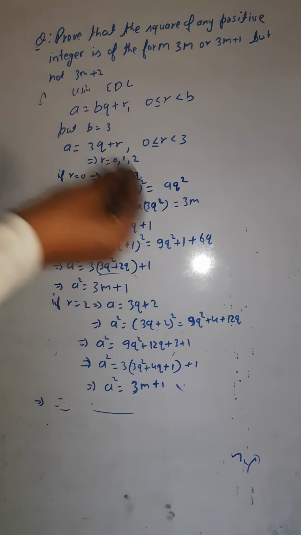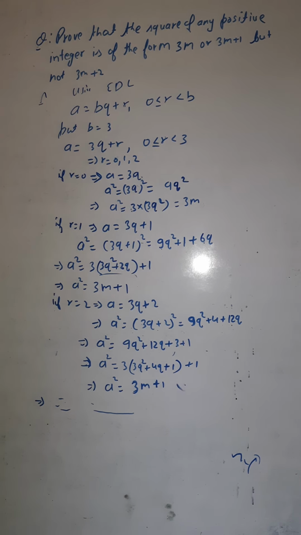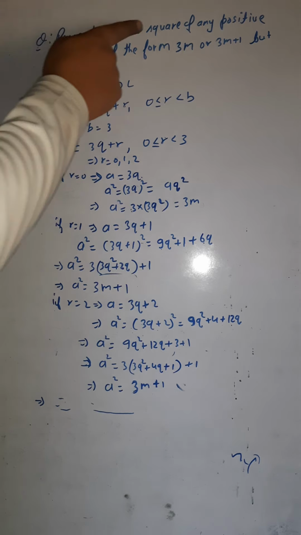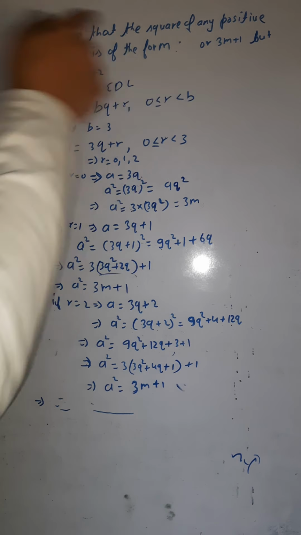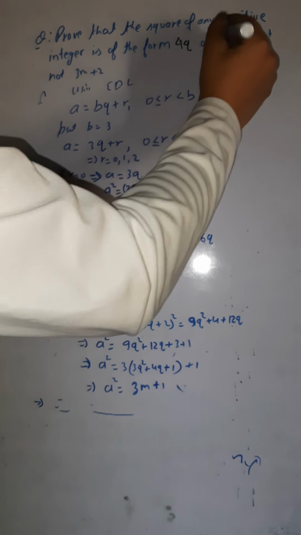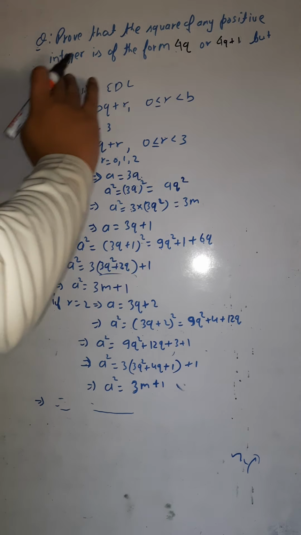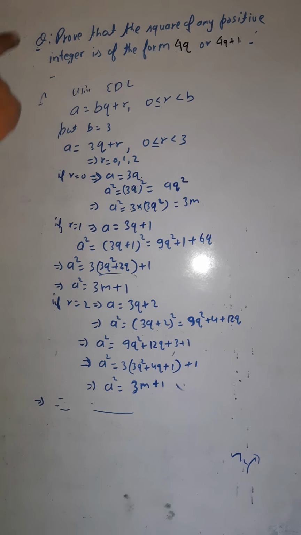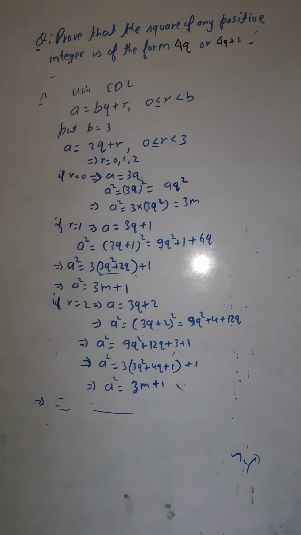Okay, now a little bit of change in the question I am doing here. Before this, note it down. Now I have a new question here. Look here. Prove that the square of any positive integer is of the form, here I am changing, 4q or 4q plus 1. Prove that the square of any positive integer is of the form 4q or 4q plus 1.